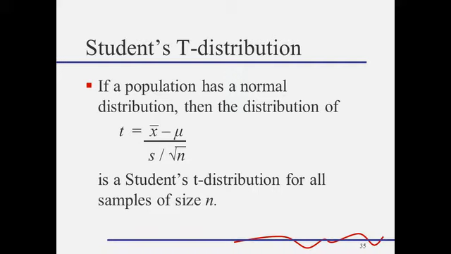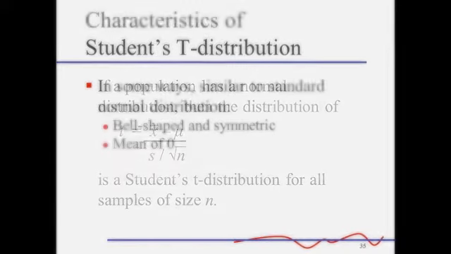Notice that the formula for this t-distribution looks a bit like a z-score. The sample mean minus mu divided by sigma divided by the square root of n would have a standard normal distribution. But now we're estimating sigma with this sample standard deviation, s, and that changes the distribution. We no longer have a standard normal distribution. So what does this new distribution look like?